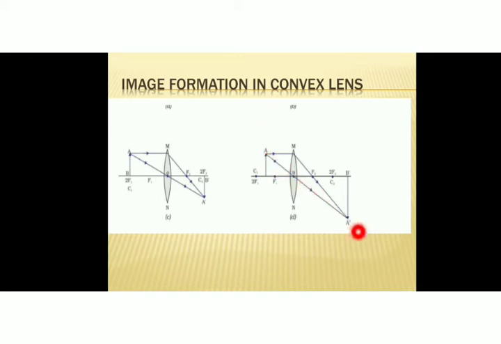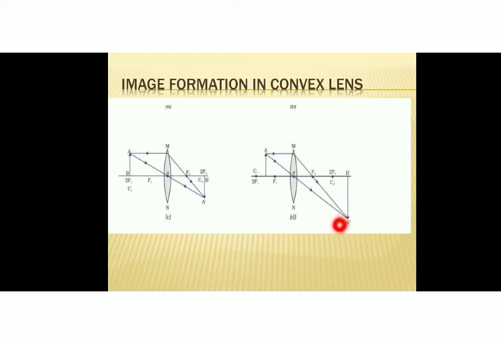Both the rays meet together at this point, and what is that point? It is beyond 2f2. Beyond 2f2. So our image is formed beyond 2f2. A'B' is our image, and it is an inverted image, so it will be real.